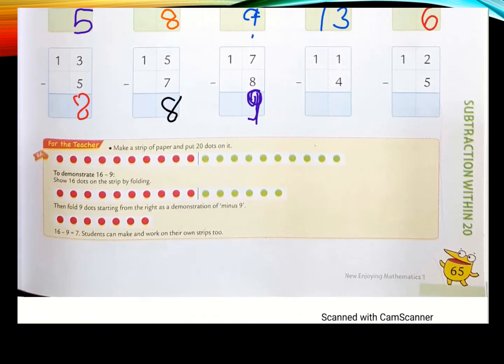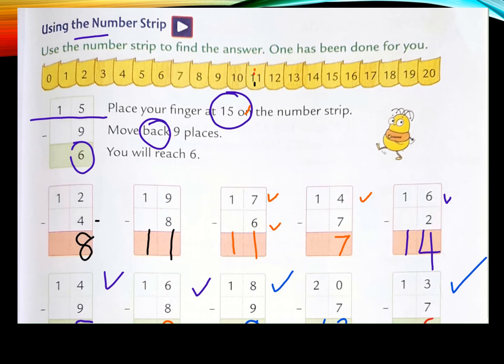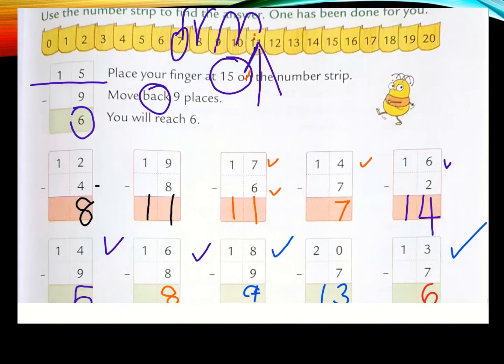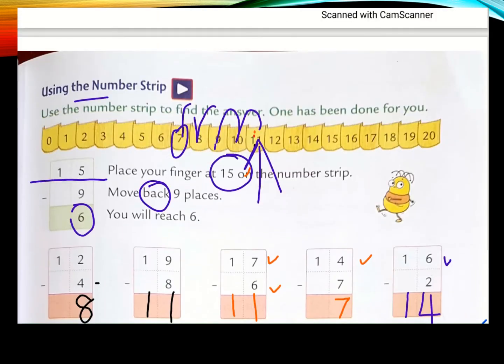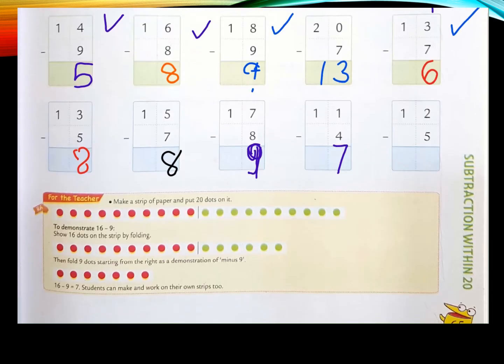11 minus 4. 1, 2, 3, 4. 7. 12 minus 5. Keep your finger on 12 and count 5. 1, 2, 3, 4, 5. 7 again.